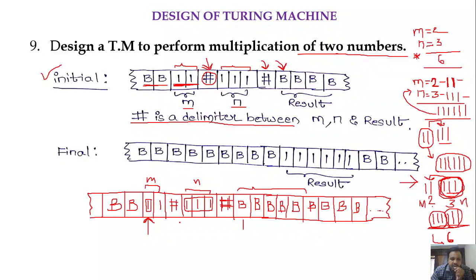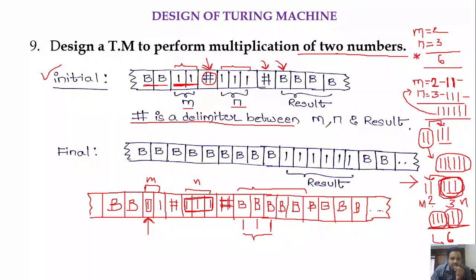So what I will do, I will take the first one in m. For that particular one I am going to save the n, that means 3 ones, in the result portion, by replacing the blank. If I look here, after the hash we are having blanks, so the first blank will be replaced by 1, the next blank will be replaced by 1, the next blank will be replaced by 1. That means we are repeating the pattern n, that means 3 ones, in the result portion for every occurrence of each one in m.